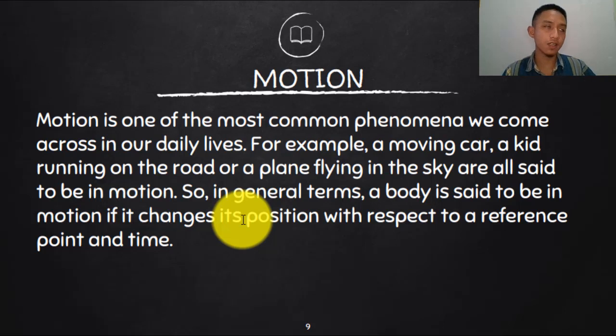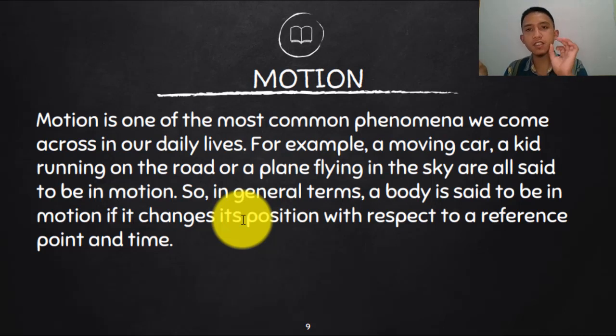So in general terms, a body is said to be in motion if it changes its position. Again, position. If you say position, that is in reference to a fixed point. You can say that there is no motion in that body if the distance from a reference fixed point, a point that will never be moved, will always be fixed.